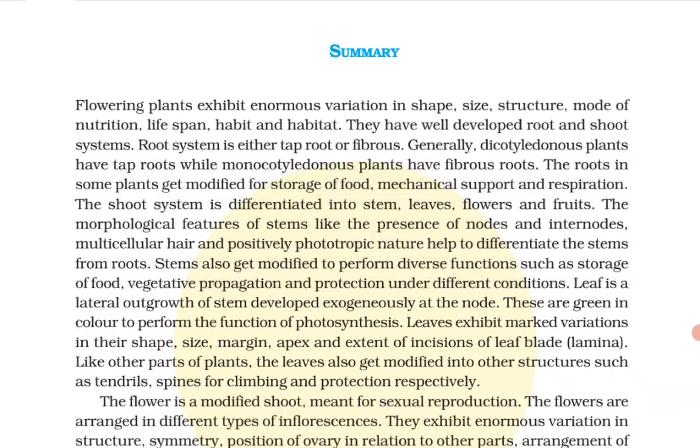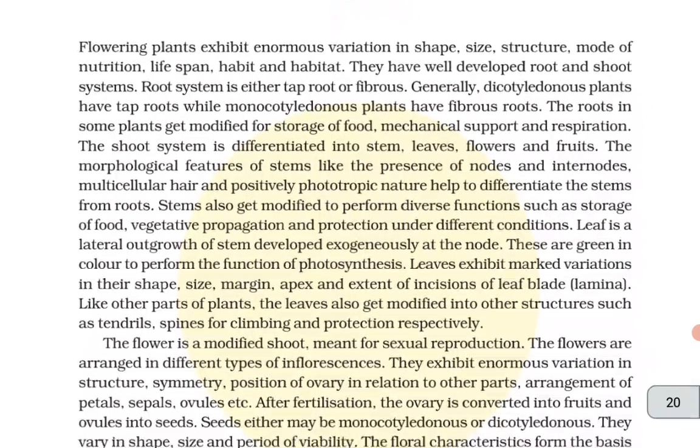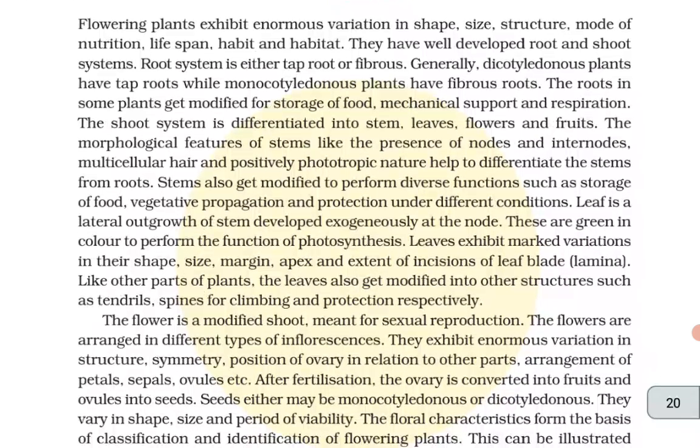Root system is either taproot or fibrous. Generally, dicotyledonous plants have taproot, while monocotyledonous plants have fibrous roots. The roots in some plants get modified for storage of food, mechanical support, and respiration. The shoot system is differentiated into stem, leaves, flowers, and fruits. The morphological features of the stems, like the presence of nodes and internodes, multicellular hair, and positively phototropic nature, help to differentiate the stems from roots.